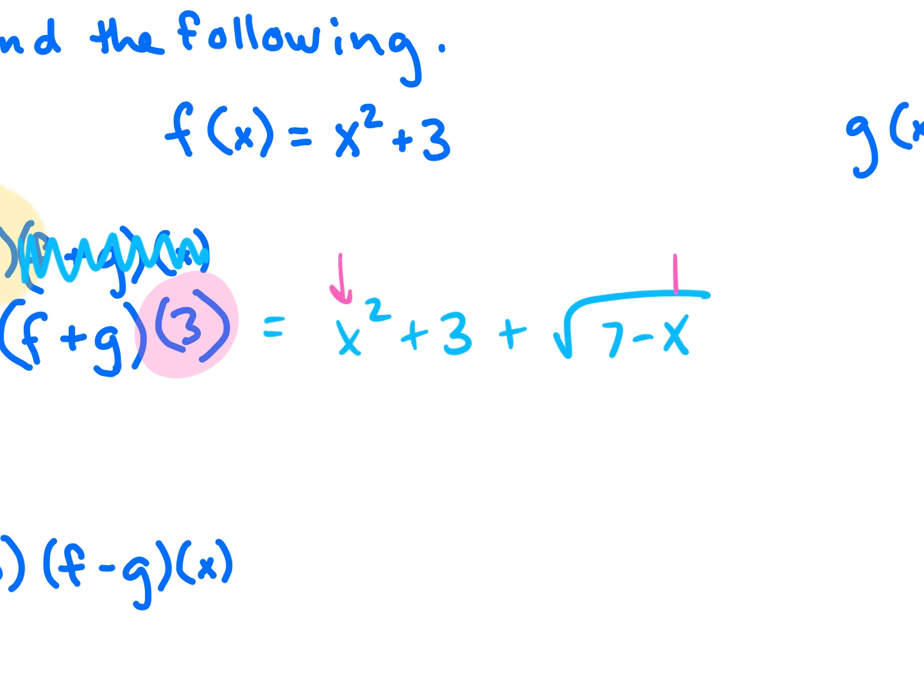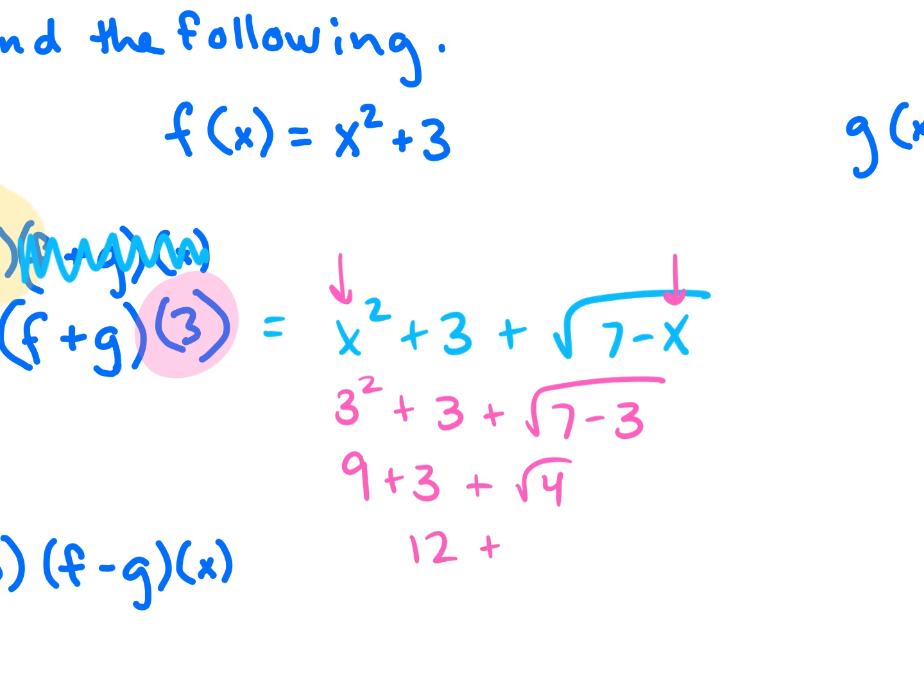So we're going to plug in 3 into our x's. So 3 squared plus 3 plus the square root of 7 minus 3. This would be 9 plus 3 plus 7 minus 3 would be the square root of 4. 9 plus 3 is 12 plus square root of 4 is what? 2. 12 plus 2 is 14. So we would have gotten the same answer if we plugged it in separately and then just added them together.